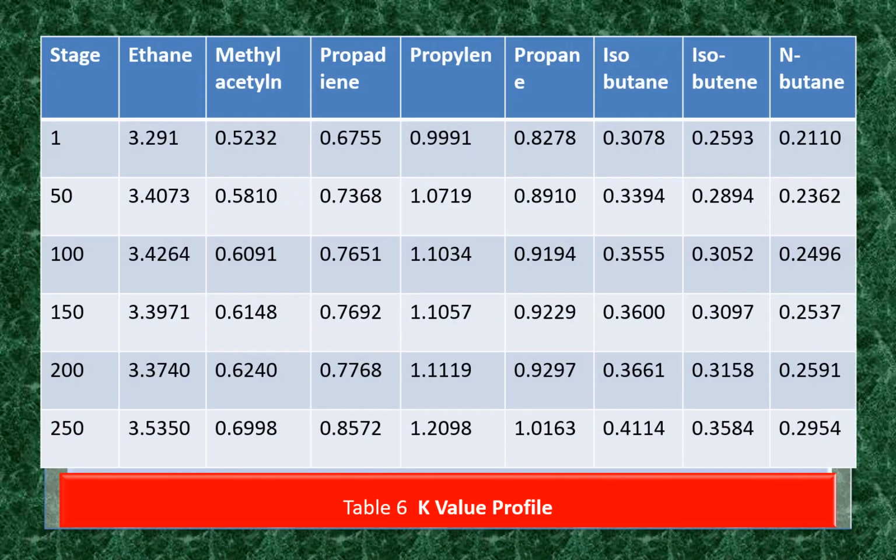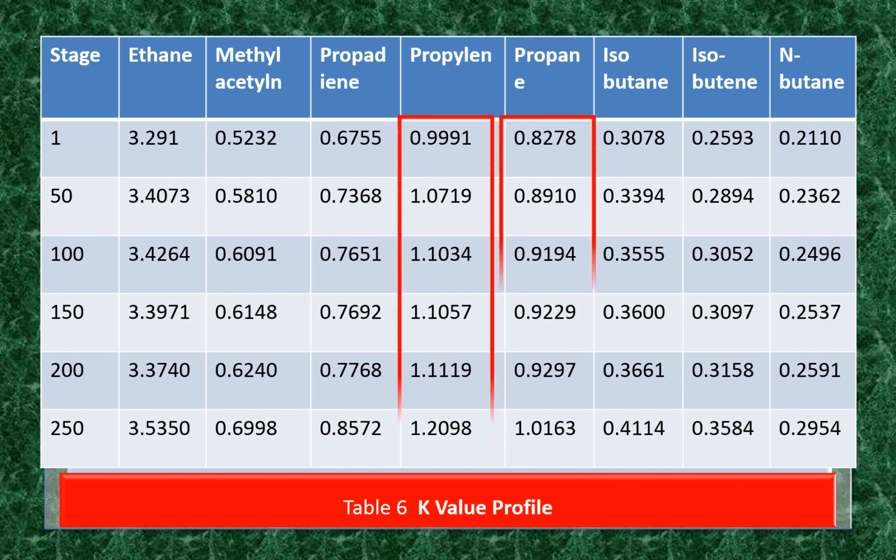The K-value profile is shown here. At stage 1, the relative volatility alpha is 1.2. At the bottom stage, that is stage 250, the value of alpha is 1.19. The very low relative volatility requires very high reflux.